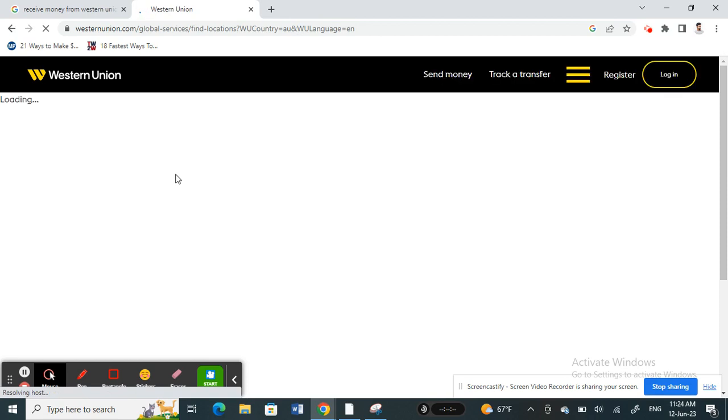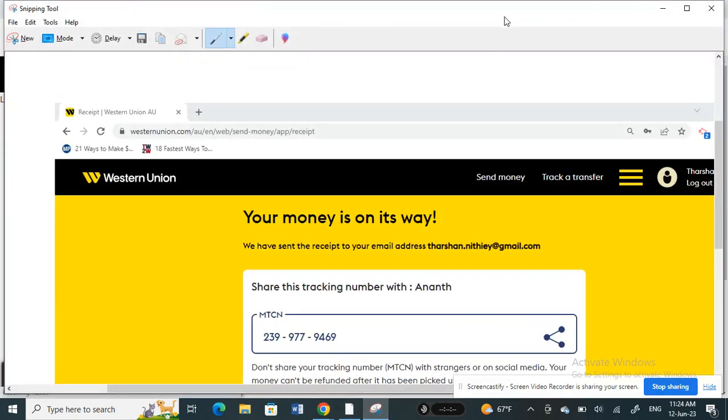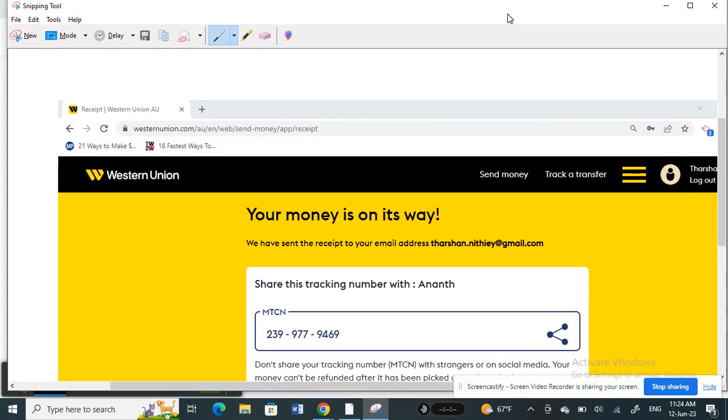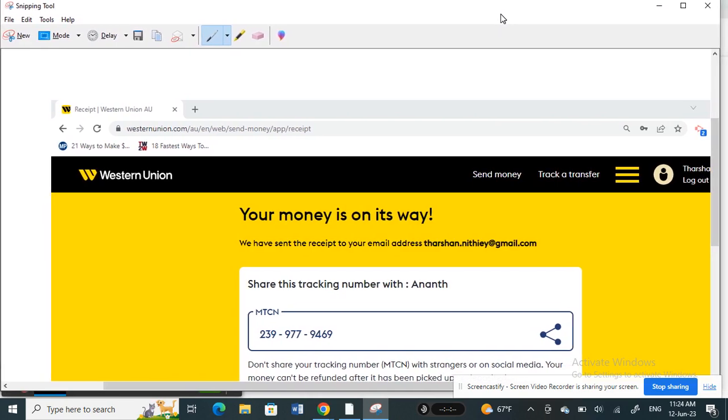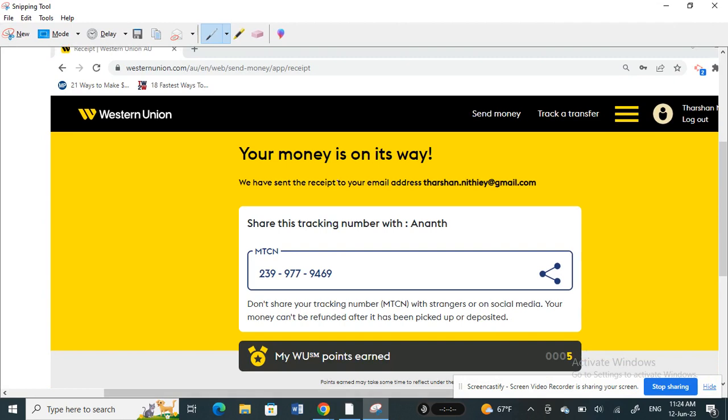a photo ID to prove your identity, and also the MTCN number. The MTCN number is actually the tracking number. If someone has sent you money, they would have received a tracking number, which looks something like this here. So that's the MTCN number. This is the tracking number, and you will need it. So get this number from the sender, whoever has sent you money, and your photo ID.